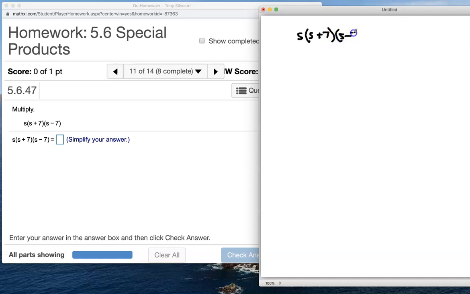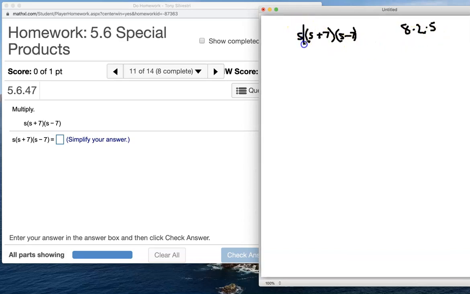S minus 7. I'm going to multiply. I know you're supposed to go left to right, but when you're multiplying things, it doesn't matter the order in which you do the multiplication. Whether I do 2 times 5, then multiply by 8, or 8 times 2, then multiply by 5, you're going to get the same answer.